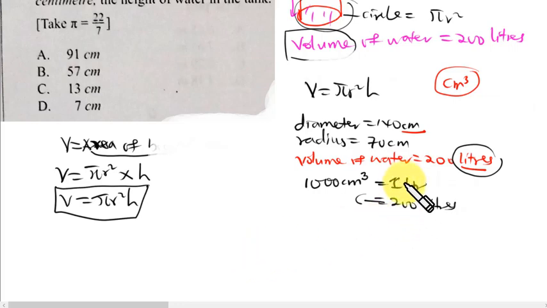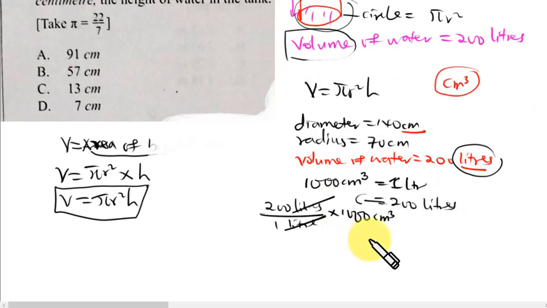So if we have 200 liters, then we can convert this to centimeters cube. That will be more, right? Because 1 liter gives 1000 centimeters cube, so 200 liters will give more. And we say if more, multiply. So we say 200 liters divided by 1 liter times 1000 centimeters cube. The liters cancel out, and we have this to be equal to 200,000 centimeters cube.